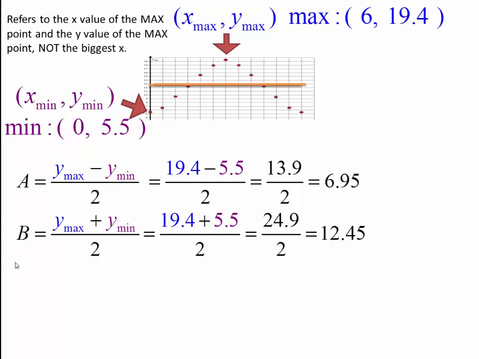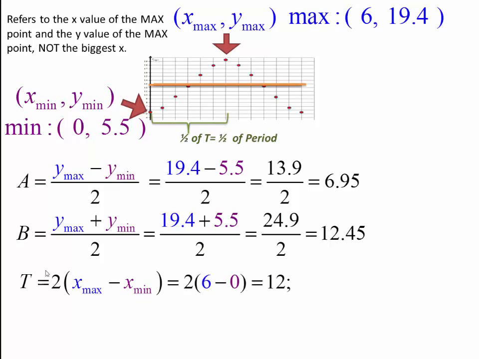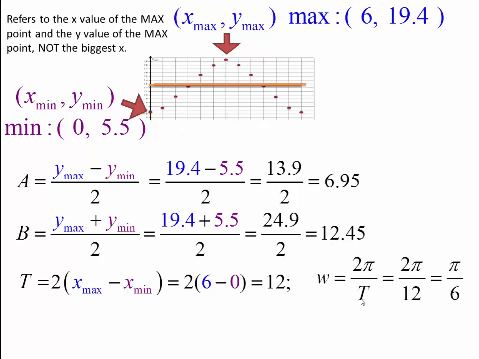So let's continue. We've got our A, we've got our B. Now we want to find our period. Well, we know that a low point to a high point takes up half the period, right? Low to high, high back to low. This is half the period. So if I want to find the full period, I just take double the difference between the biggest point's x value and the littlest point's x value. Take the difference between these two x's and multiply by 2. I can then find omega by recognizing 2 pi over the period gives me omega of pi over 6.